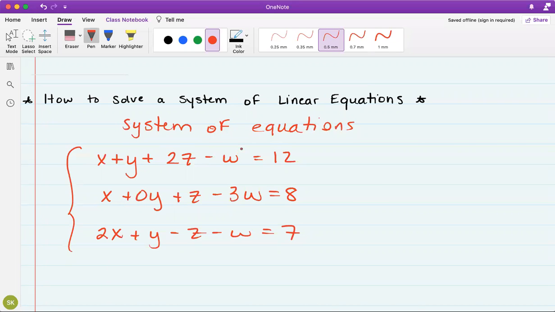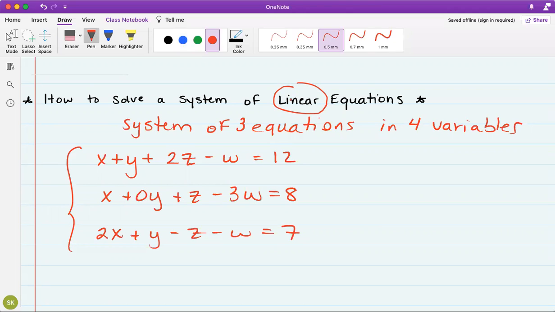And it's actually a system of 3 equations in 4 variables. So I have 3 equations, 1, 2, 3, and I have 4 variables, x, y, z, and w. Notice something about this system. The powers on each one of these variables is 1. So we have x to the first power, y to the first power, z to the first power, and w to the first power. That's the meaning of the word linear here. If the powers on your variables is just 1, then you have a system of linear equations.